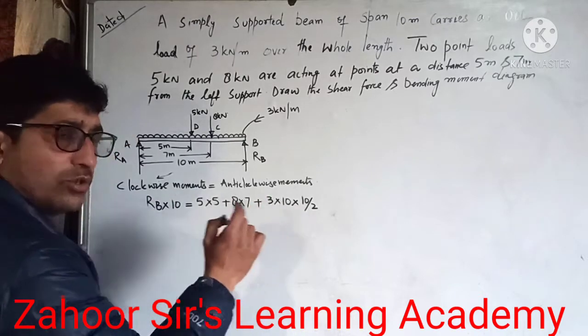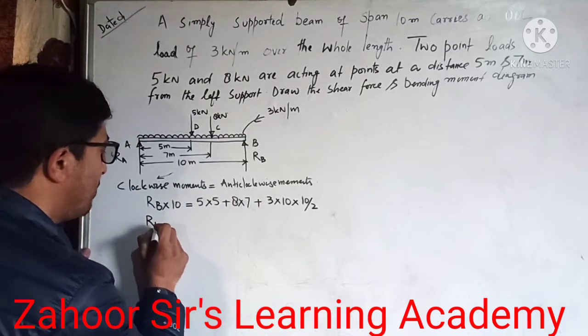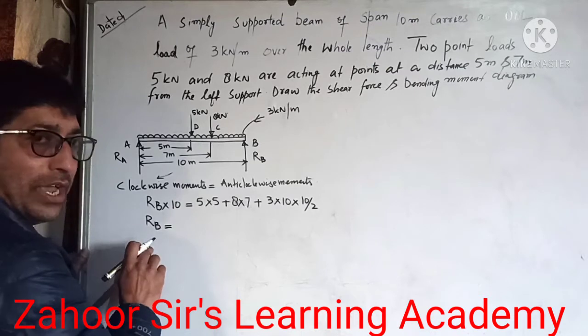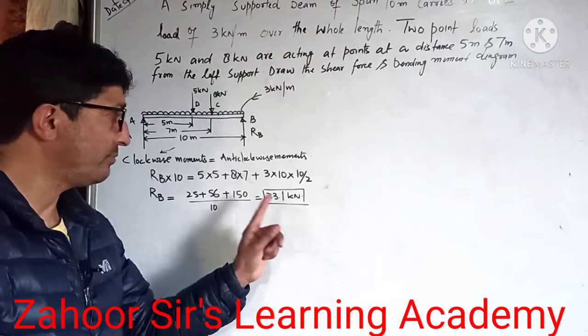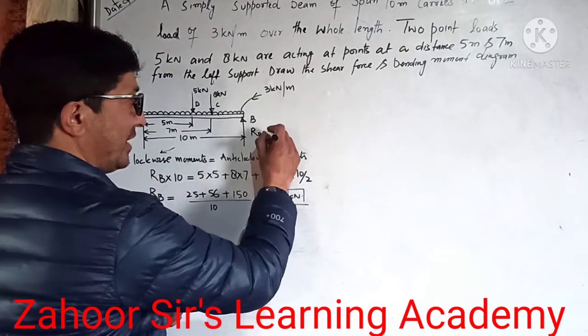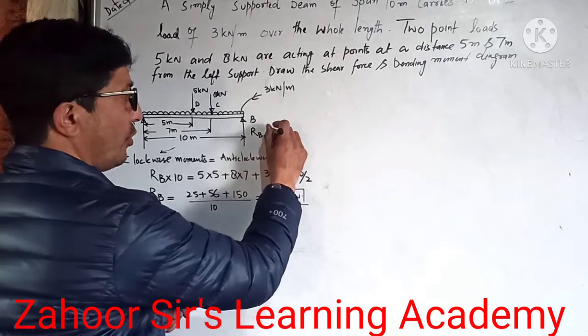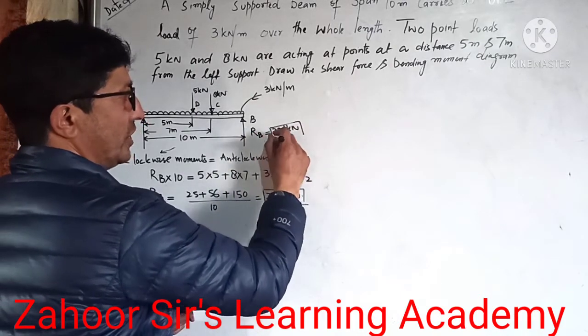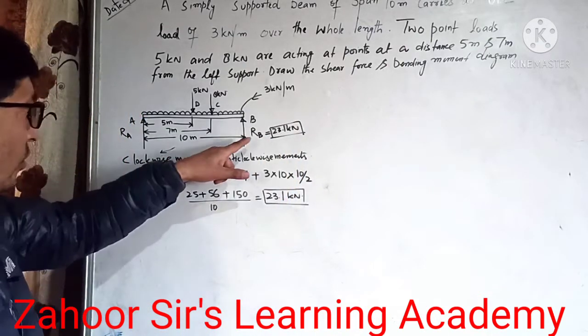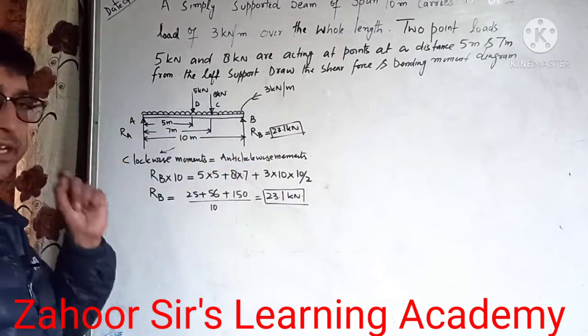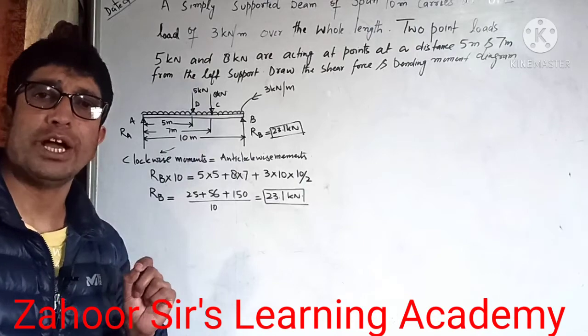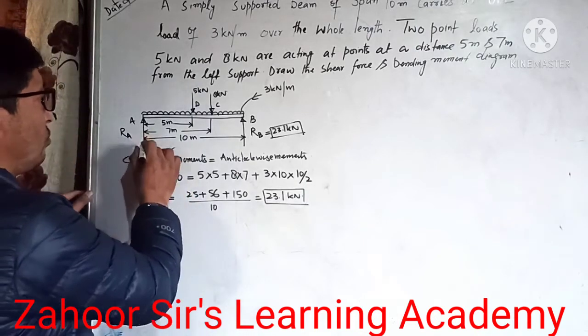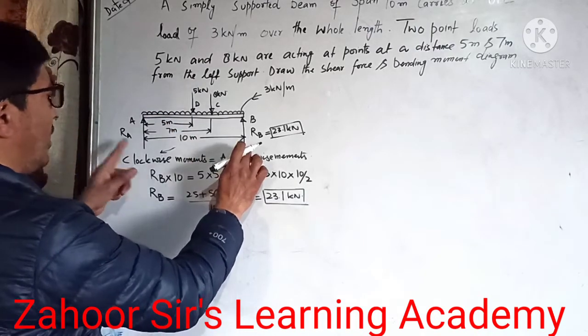So let's try to find out the value of RB. What is the value of RB? It's 23.1 kilonewton. So let's write that RB is equal to 23.1 kilonewton, the magnitude of this reaction. Now we know RB, and we need to find RA. How can we do that? We have two upward forces, RA and RB.